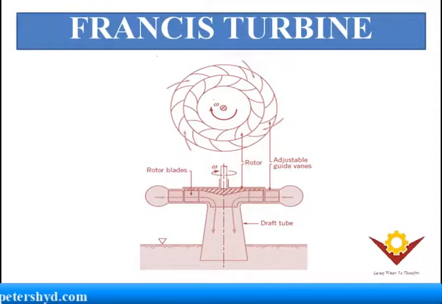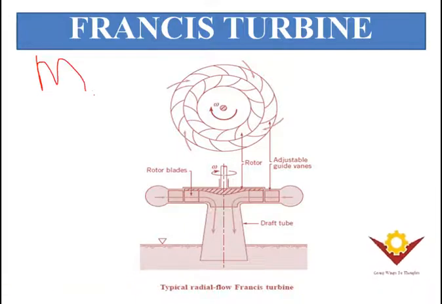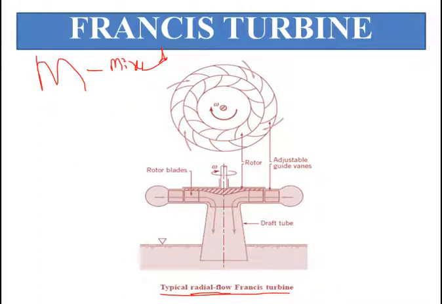Now you can see here the Francis turbine, and this is the modern Francis turbine. Okay, and these are radial flow turbines. Francis turbines are radial flow turbines, but modern Francis turbines are mixed flow. It is a mixed flow turbine in which the inlet is radial and the outlet is axial.